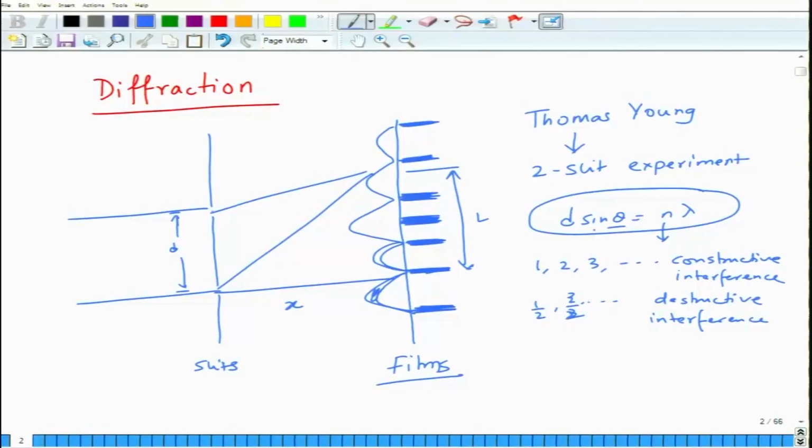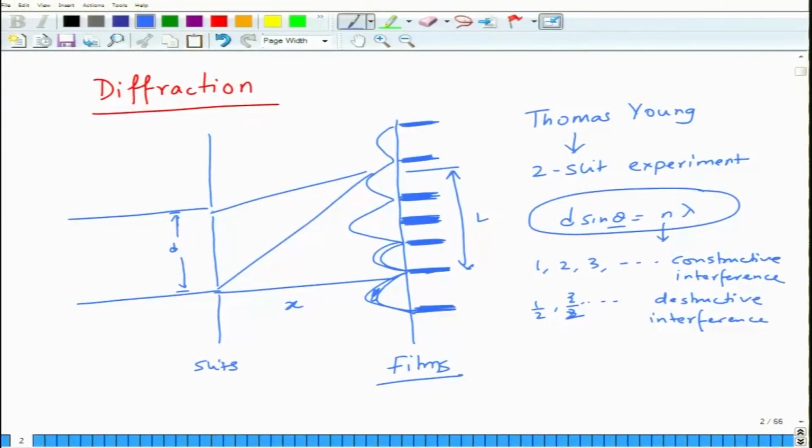In Thomas Young's experiment, he conducted the experiment with visible light. The slit dimension was comparable to that of the light, because you can see from the relation d sin theta equals n lambda that, since sin theta cannot be beyond plus and minus 1, d and lambda should be comparable to each other. In his case, the slit spacing was comparable to the wavelength of light.